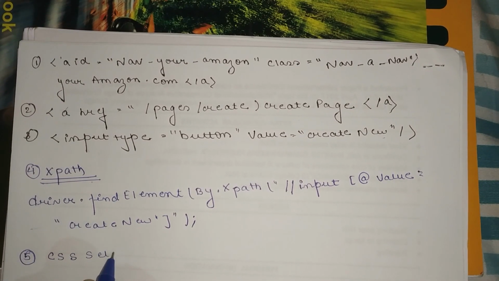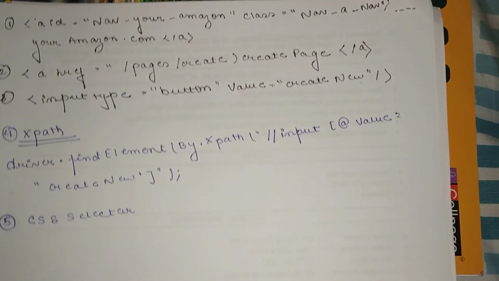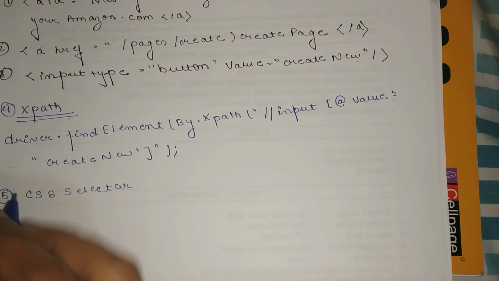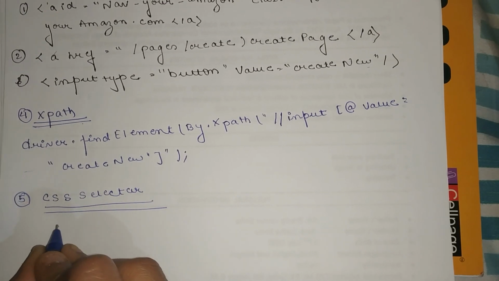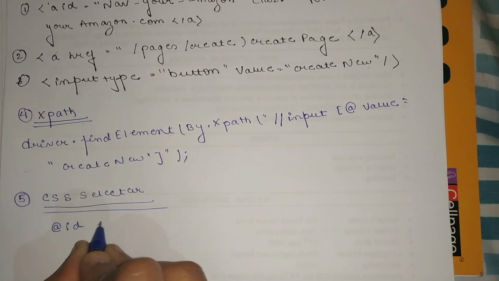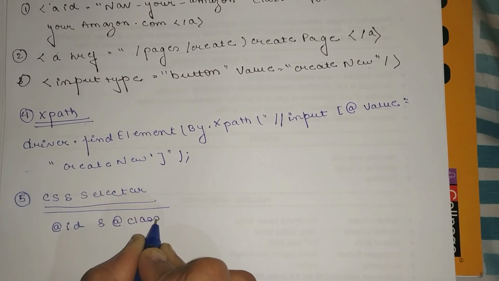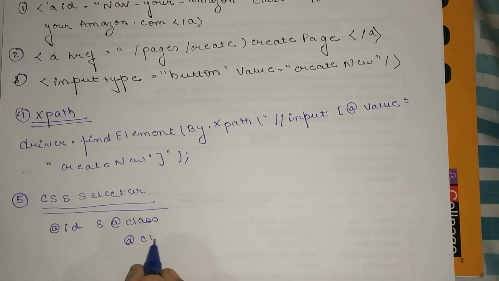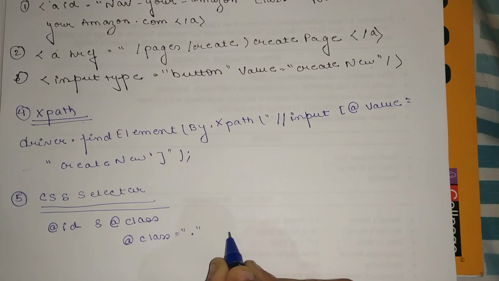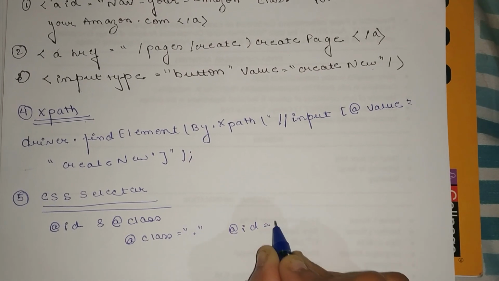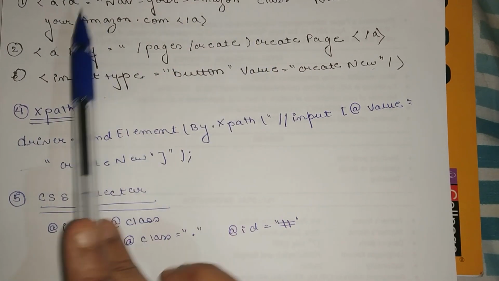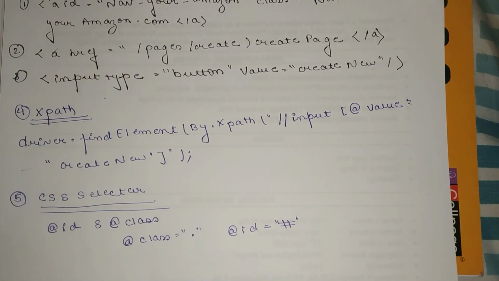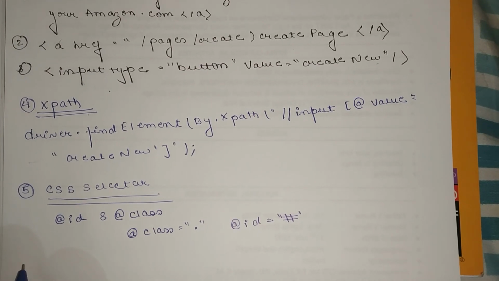CSS selector. Okay. Remember, the CSS selector locator identifies the element using the ID and class attributes. Okay. If you are using class, use this symbol, and if you are using ID, then you have to use this symbol. Okay. So now we have to take one example. Suppose the first HTML code, because here ID is there, so we need to write the locator using this. So CSS locator means how to write.